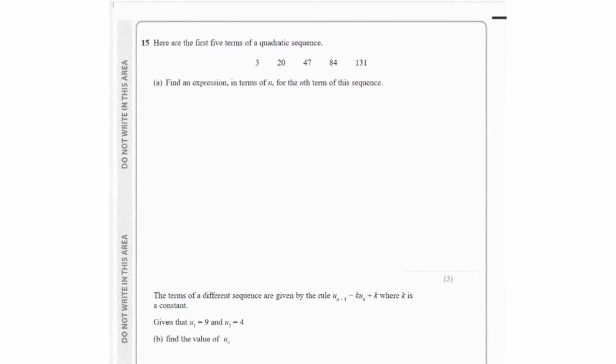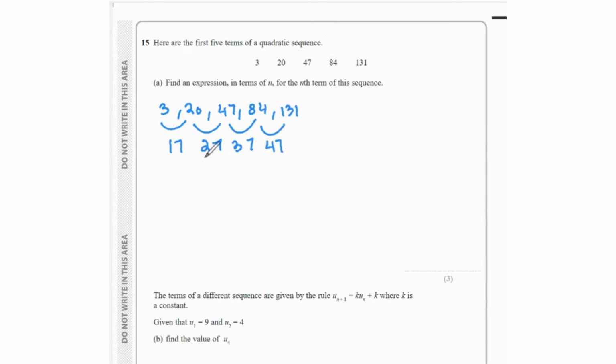Then it says here the first 5 terms of a quadratic sequence. Find an expression in terms of n for the nth term of this sequence. So first we begin with finding the common difference. We have 3, 20, 47, 84, and 131. The difference between 3 and 20 is 17. Between 20 and 47 is 27. Between 47 and 84 is 37. And between 84 and 131 is 47.